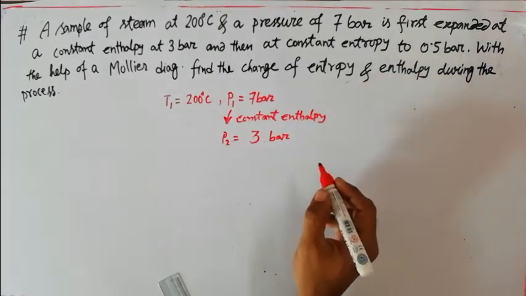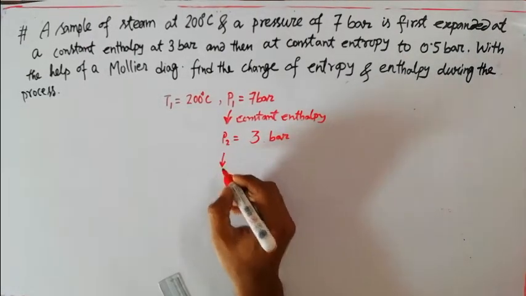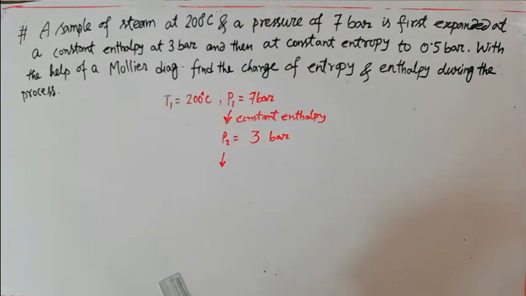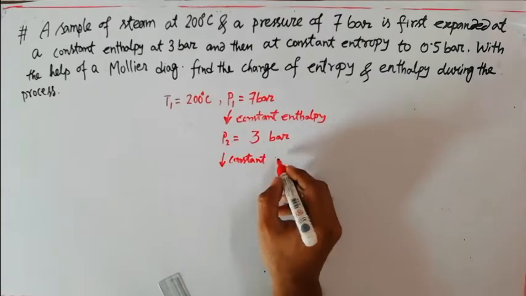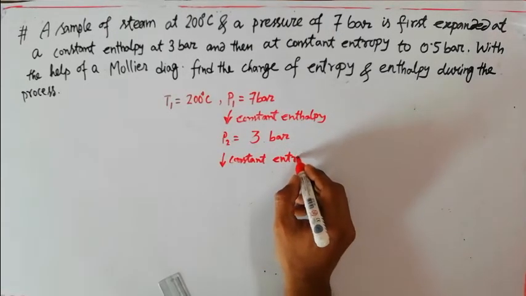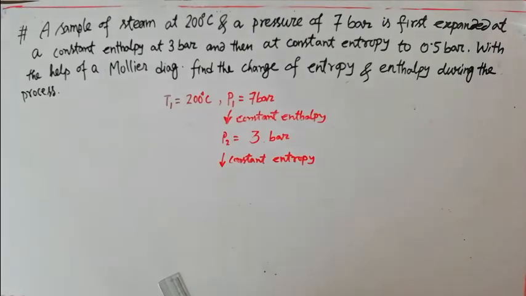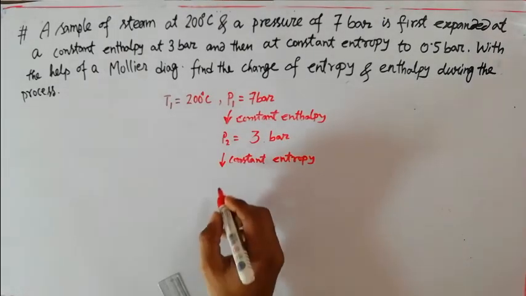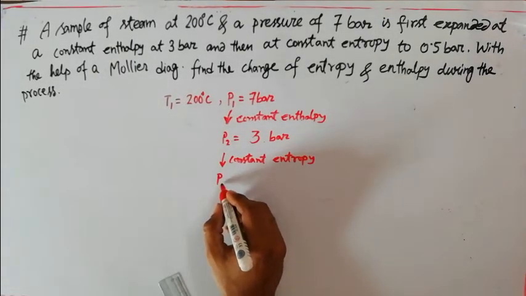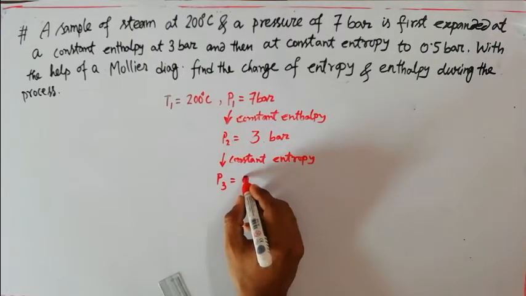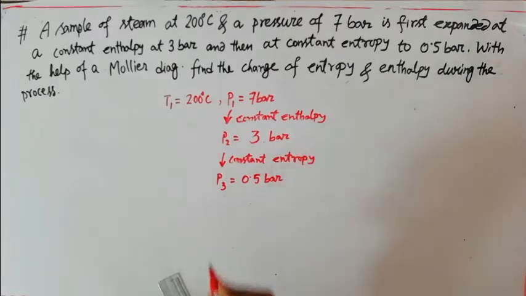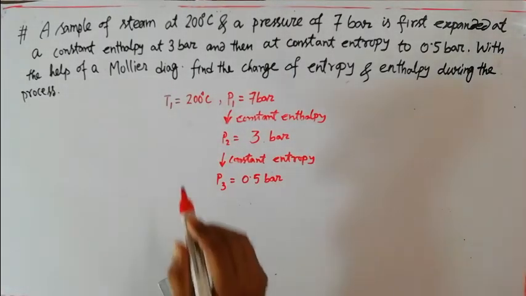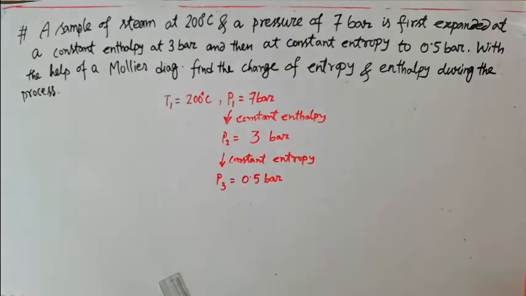Then at constant entropy, again it is being expanded. The process is constant entropy, and a constant entropy process is nothing but an isentropic process. So the constant entropy process is used, and it is again expanded up to 0.5 bar. That is basically state point 3.